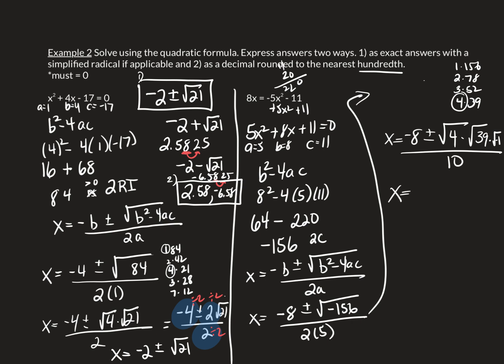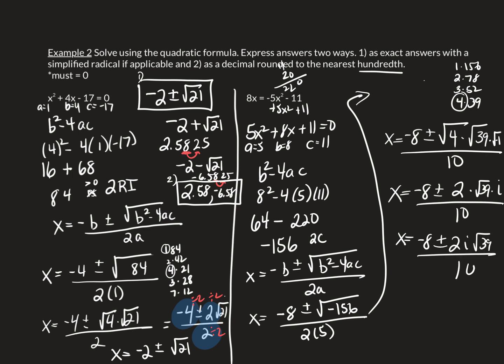So x will equal negative 8 plus or minus 2 times the square root of 39 times i, all over 10. I'm going to make that x equals negative 8 plus or minus 2i square root of 39 over 10. Then, do these 3 numbers have a common factor? Yes, they do. They're all divisible by 2.